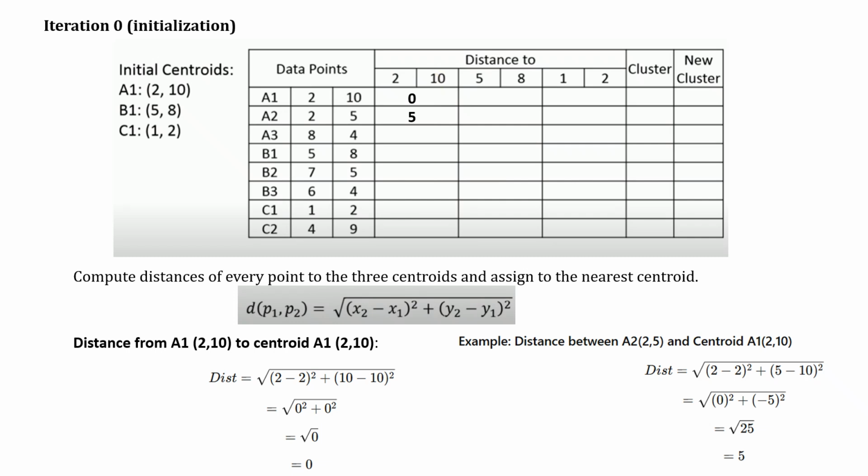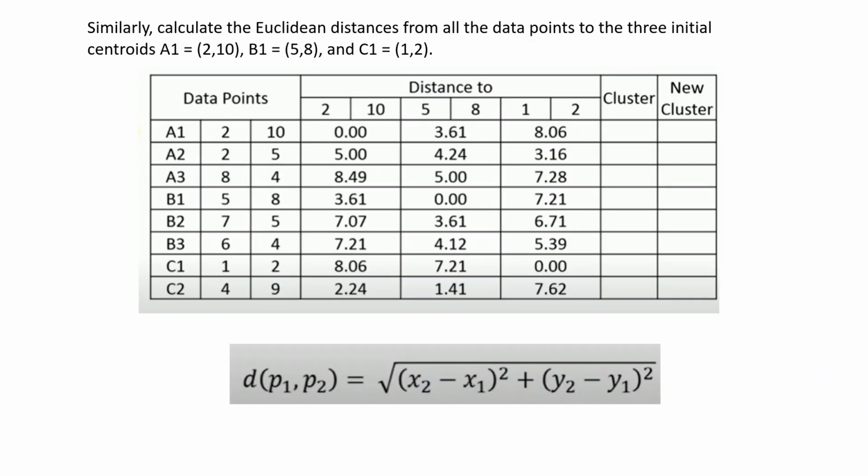Then if you want to find this particular box, x2, y2 is 2, 10 and x1, y1 is 2, 5. If you apply the formula, you will get the answer 5. Like that, you have to calculate the remaining values using the same formula. So we have calculated the remaining values with the help of this formula.